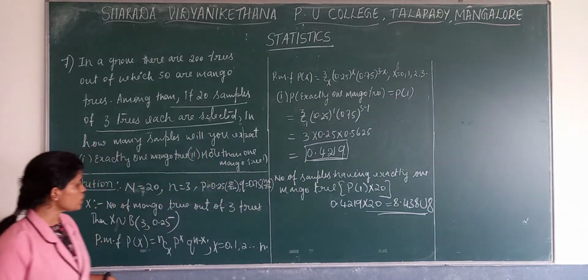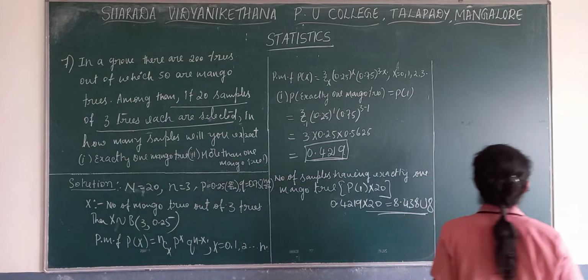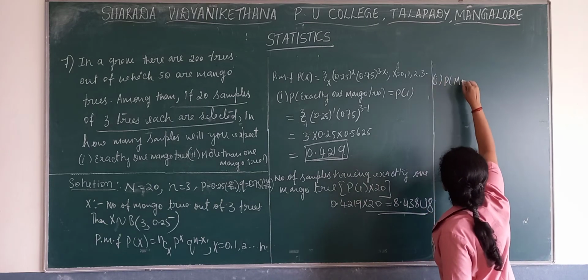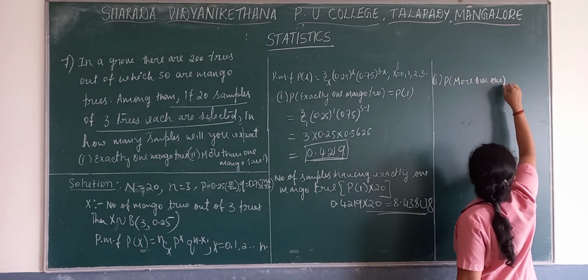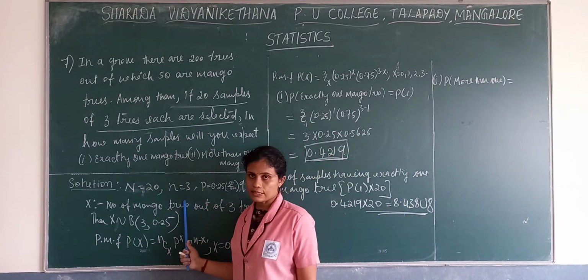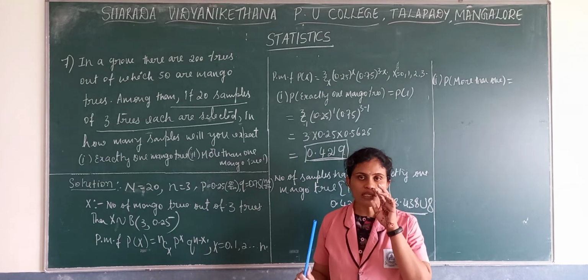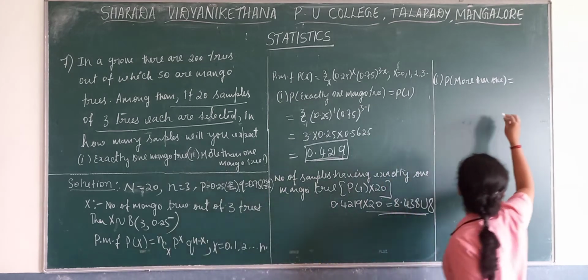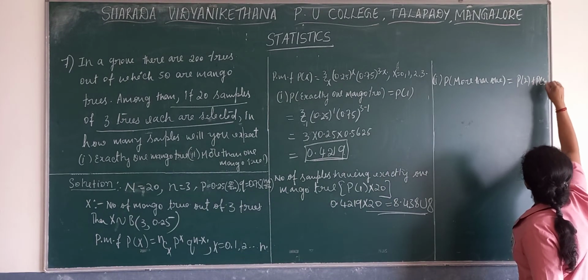Now come to the second question, more than one mango tree. The second question is P of more than 1. Now here, what is the value of n? Value of n is 3. Our range is 3. More than 1 means 1 will not be included. More than 1 is P2 plus P3. So here P2 plus P3.